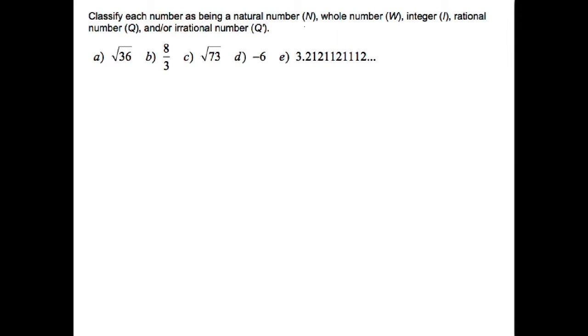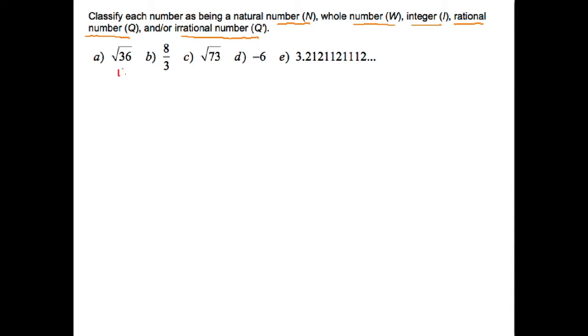Classify each number as being a natural number, 1, 2, 3, 4, and so on. A whole number, 0, 1, 2, 3, 4, and so on. An integer, -2, -1, 0, 1, 2, and then it extends both to the left and the right. A rational number, which is a number that may be expressed as a fraction or a terminating decimal. And an irrational number, which is a number that cannot be expressed as a terminating decimal or a fraction.